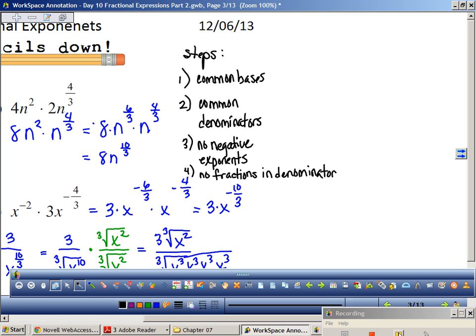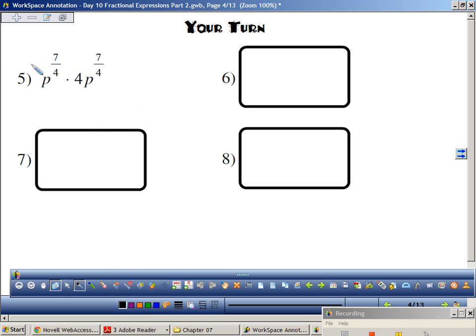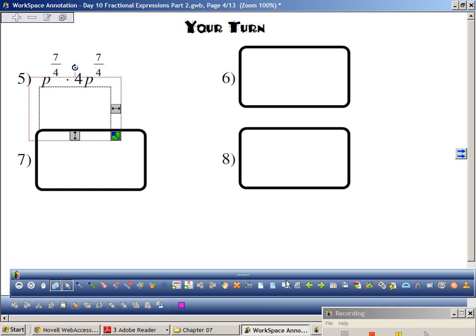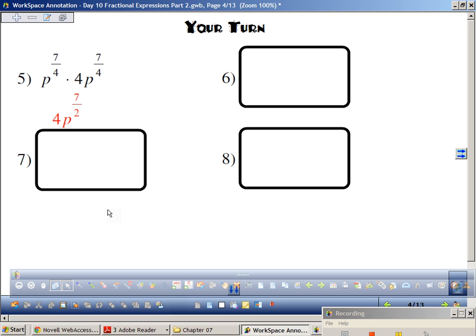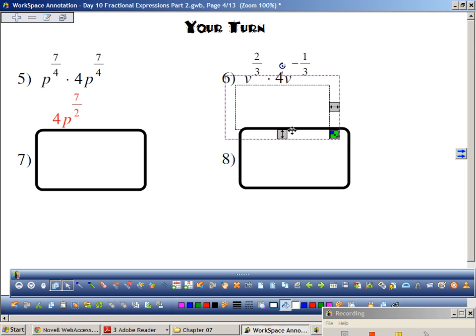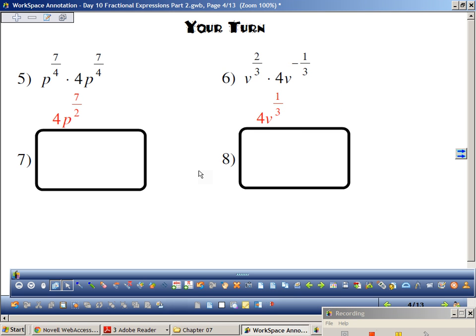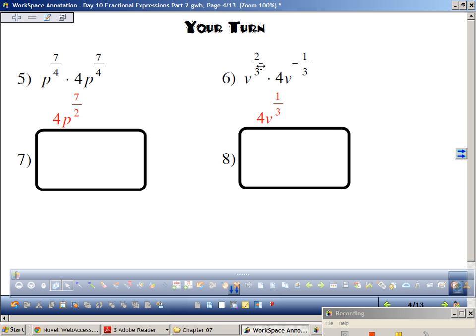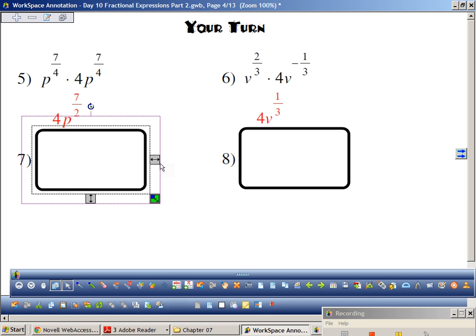Give you guys a second to write that down. All right, so let's move on. You guys try number 5. Okay, so I don't think I need to do this one in front of you. You tell me, did you get 4p to the 7/2? Yeah. Excellent. Ready for 6? Okay, try 6. All right, so did you guys get 4b to the 1/3? Do I need to do this one? 2/3 minus 1/3 is 1/3. Okay, try this one.